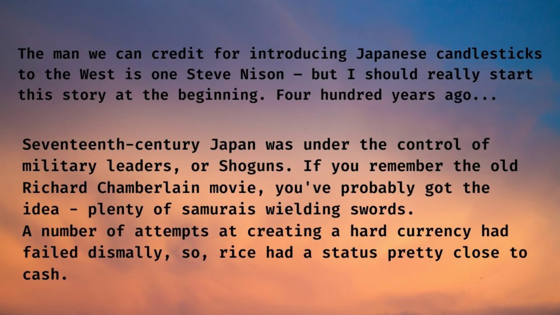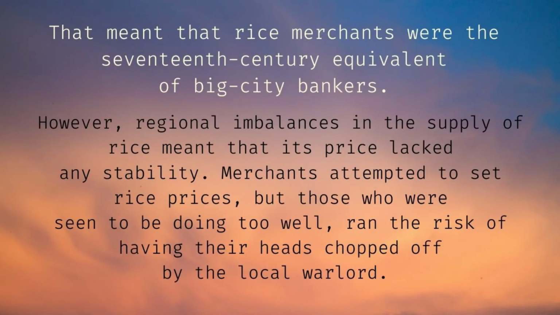400 years ago, in the 17th century, Japan was under the control of military leaders or shoguns. If you remember the old movies, you have probably got the idea. Plenty of samurai wielding swords. A number of attempts at creating a hard currency had failed dismally, so rice had a status pretty close to cash. That meant that rice merchants were the 17th century equivalent of big city bankers.